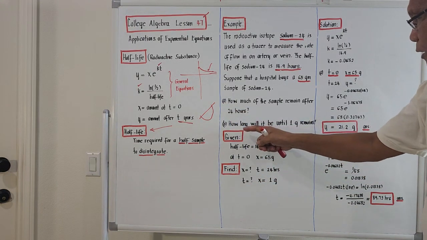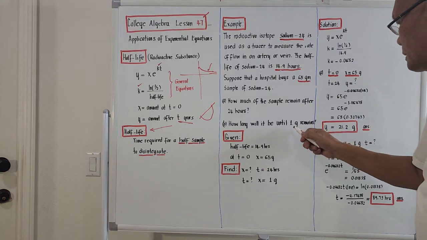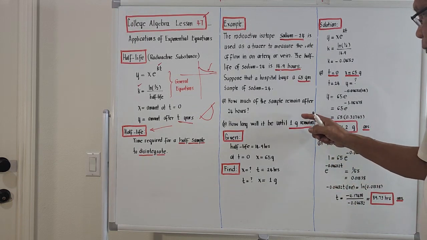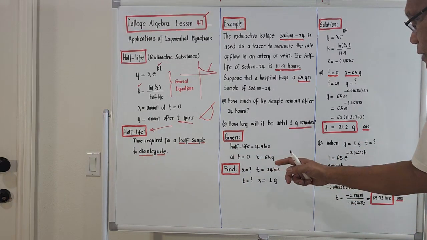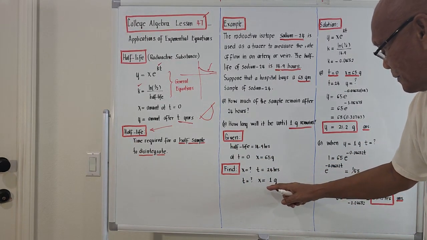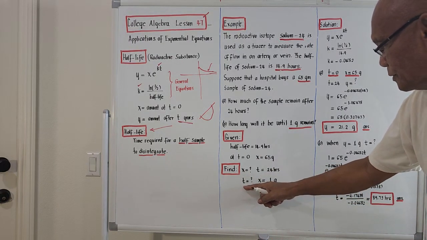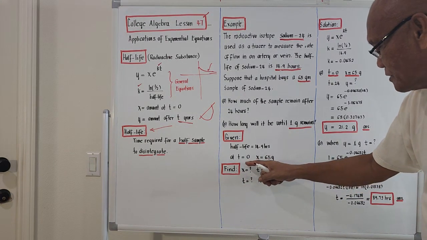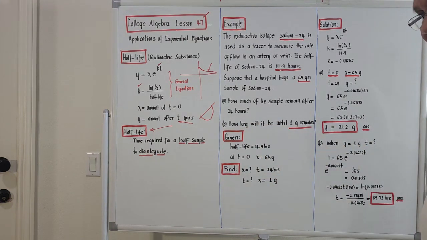The second question: how long will it be until 1 gram remains? When the amount of sodium-24 is 1 gram, how many hours will have elapsed? So the second question is, when x is equal to 1 gram, what will the time be? The first question is, after 24 hours, how much sodium-24 is left? Let's try to bring out the solution.